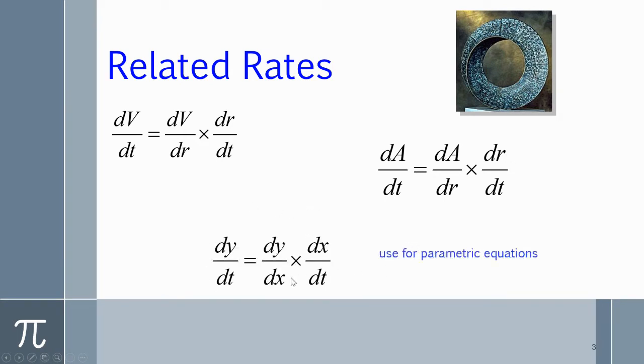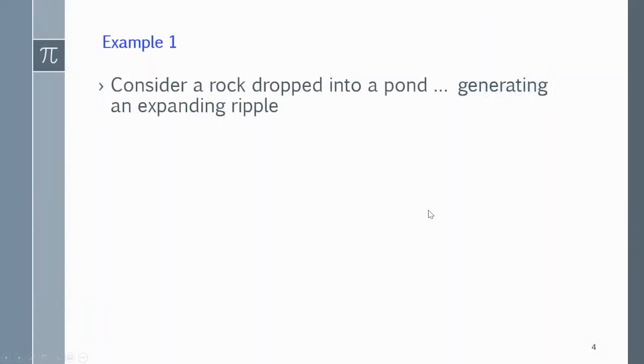These related rates are used for parametric equations. If we know y as a function of t and x as a function of t, we use those related rates to find dy/dx.